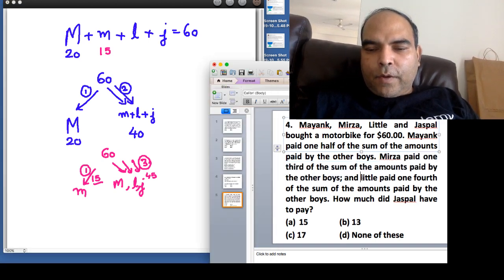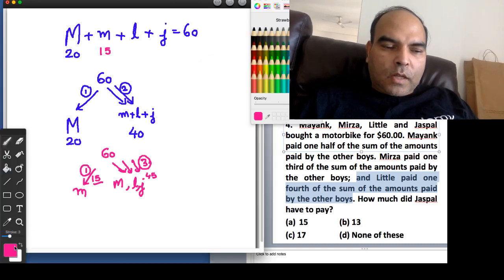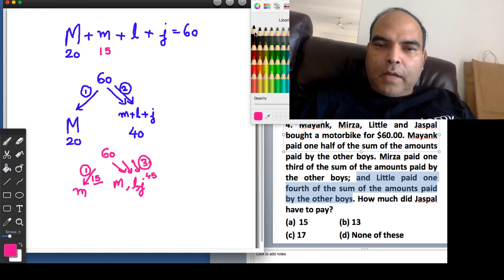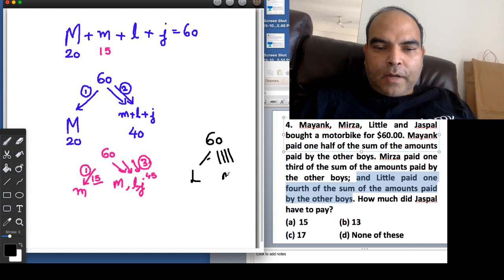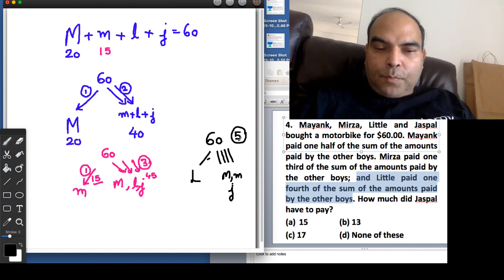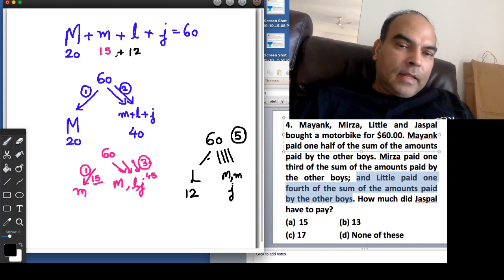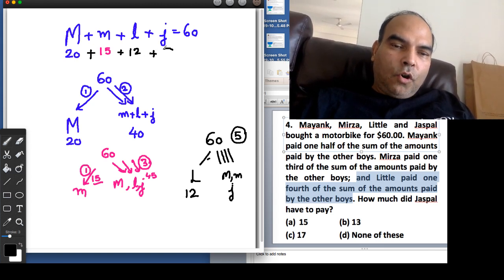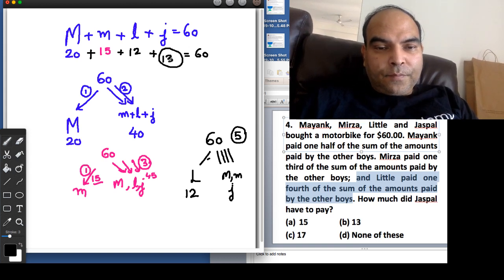And the third part of the question tells us that Little paid one fourth of the sum of the amounts paid by the other boys. Now, if Little is one fourth of the total sum, this again gives you a reaction that I should split 60 into five parts. One part for Little and four parts for Mayank, Mirza and Jaspal combined. If you are splitting 60 into 5 parts, 1 plus 4, each part would be 12, and hence Little's one part would be 12. And you get Little as 12 from here, and that itself gives you a value of the unknown Jaspal. That's the only unknown now in this equation. And since the left hand side has to add up to 60, the value of Jaspal will be 13. So that's the correct answer to this question.